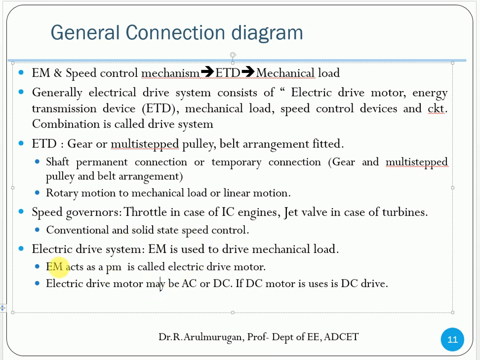So electrical drive systems. What is an electrical drive system? An electrical motor is used to drive the mechanical load. The electrical motor acts as the prime mover and is called the electrical drive motor. The electrical drive motor may be either an AC motor or a DC motor, so it is classified as DC drives or AC drives. That's all.